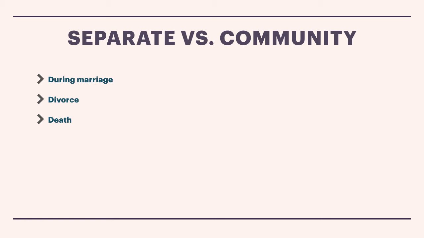Now, in these separate property states, depending on the state, that division, what's considered just and equal, could be 50%. So you might end up getting the same outcome. But it is a factual determination made by the court. In a community property state, at divorce, all community property is divided equally between the spouses.